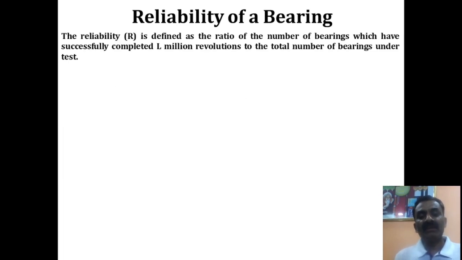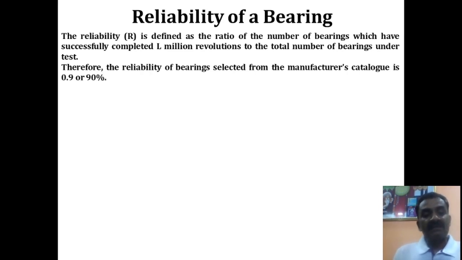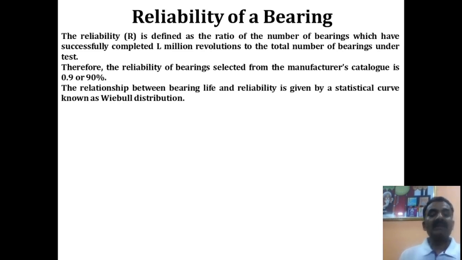So what is the reliability of the bearing? The reliability is defined as the ratio of the number of bearings which have successfully completed L million revolutions to the total number of bearings under the test. And the reliability of a bearing which we are selecting from the manufacturer's catalog is 90%, or we can call it 0.9. The relationship between the bearing life and the reliability is given by a well-known scientist Weibull, that we call the Weibull distribution curve.